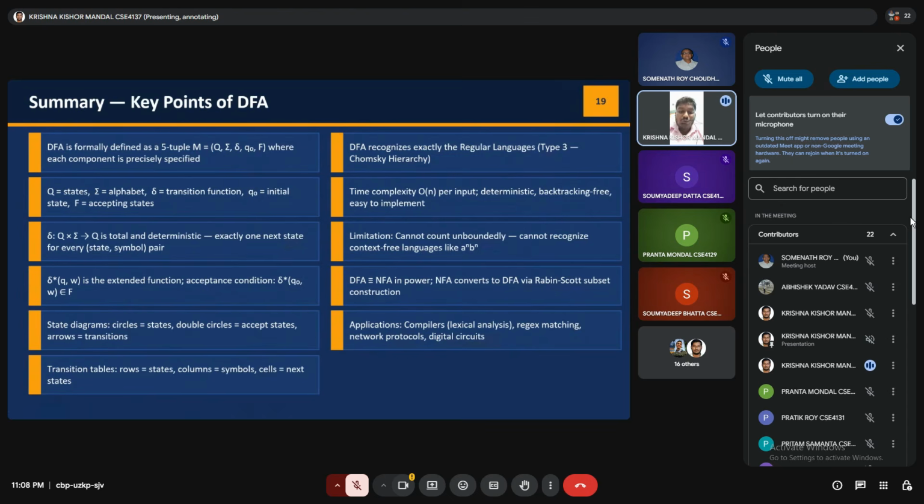Its time complexity is linear, which makes it efficient and easy to implement. However, DFA has a limitation. It cannot handle languages that require memory, such as context free languages. Also, NFA can be converted to DFA using the subset construction method. In conclusion, DFA is a powerful and widely used model in areas like compilers, pattern matching, networking, and digital systems.